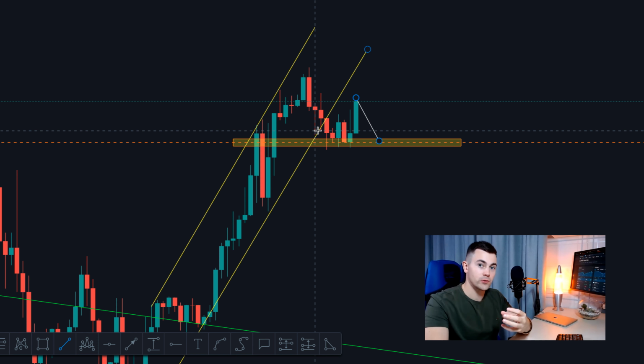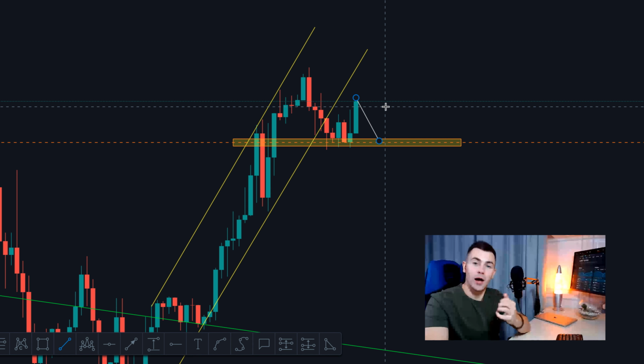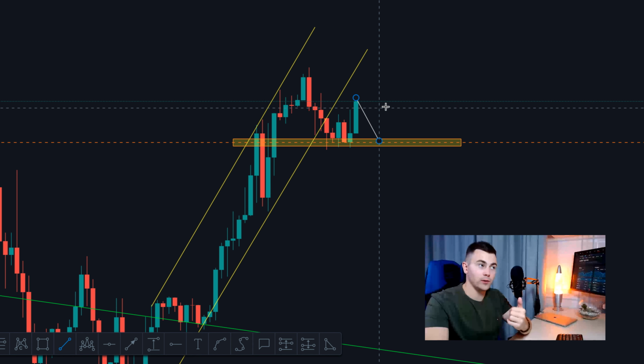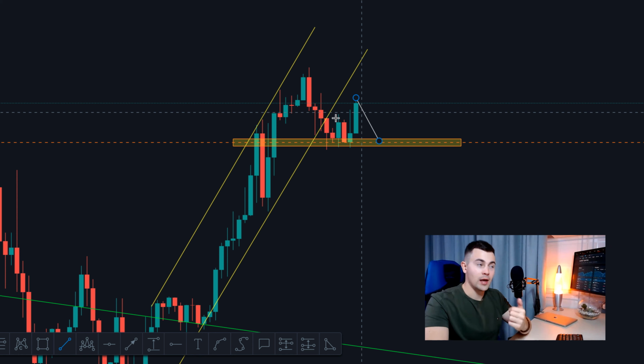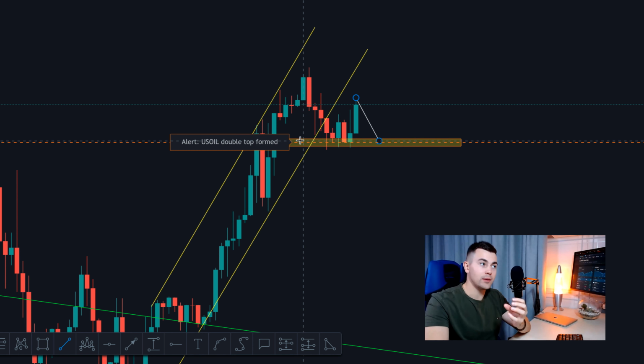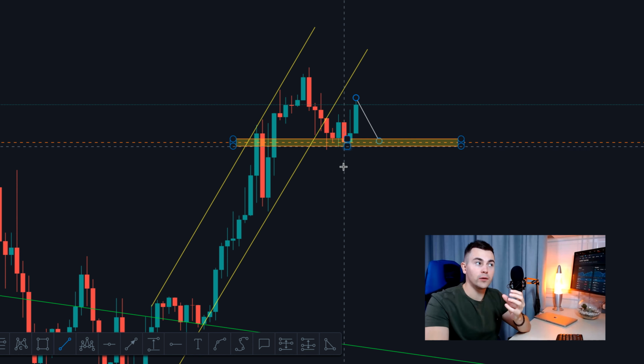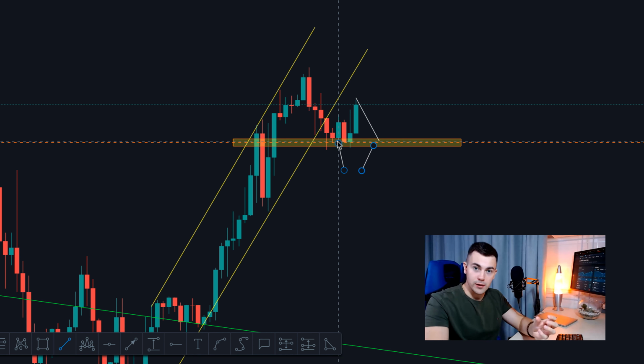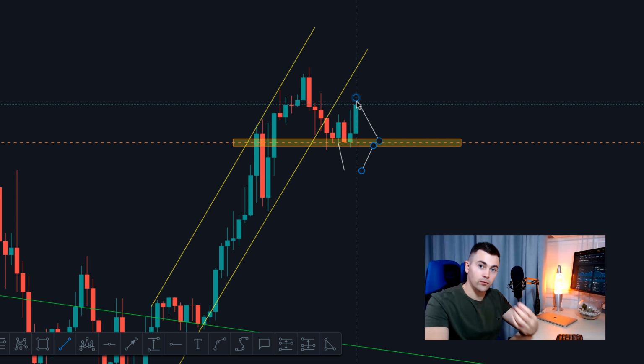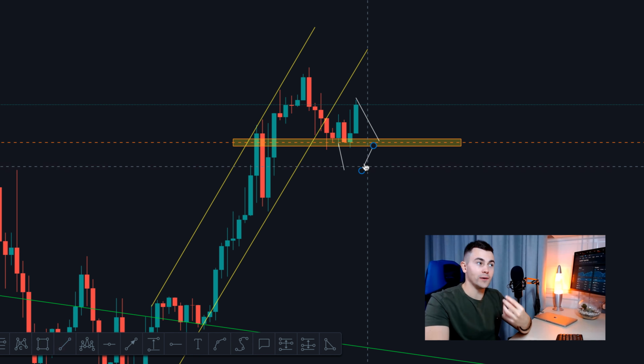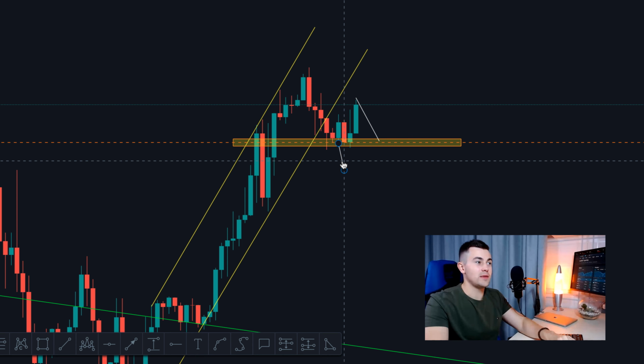I always trade double tops. It is one of my favorite patterns, and I want to be notified once this pattern is formed. And according to my rules, that pattern is formed when the market two times tests the minor support. First test we had already. Now the market forms the second top. So I want to be notified once the market forms the second top.